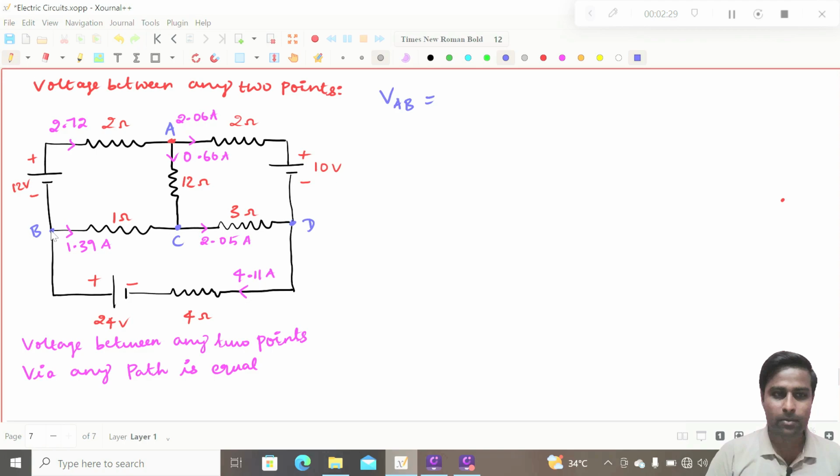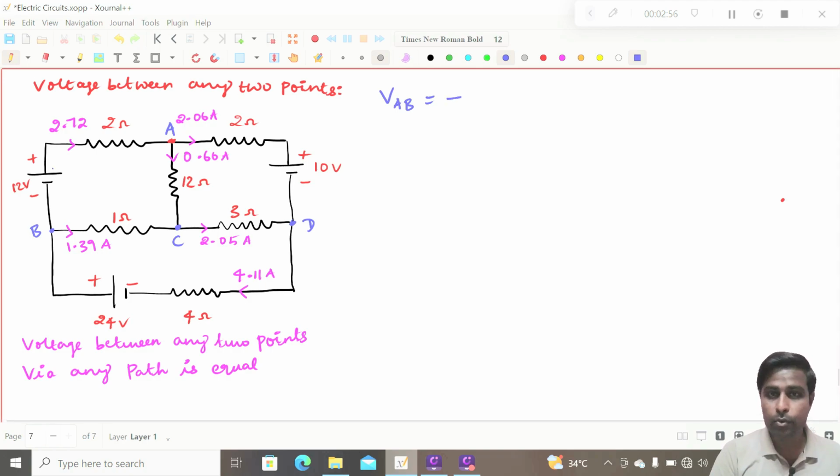Starting from this point B, I have to go in this direction and go to point A through this 2 ohms resistance, right? Let us go like that. Start from this point, you go here and write the voltage values. You are traveling from this point to here, in this direction. So you are going from minus to plus in the voltage source. So what you have to do?